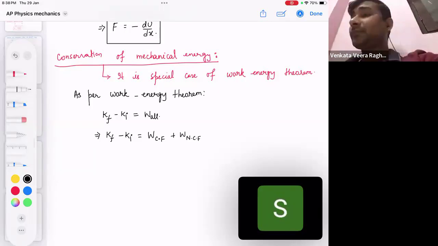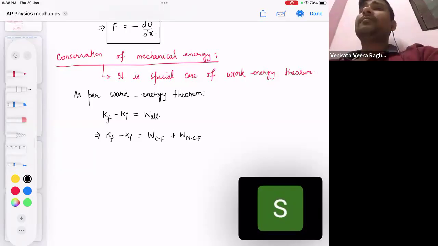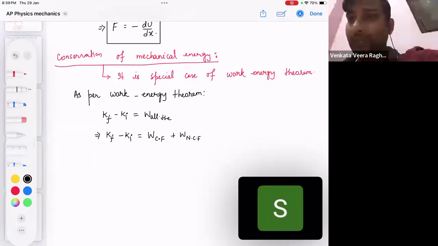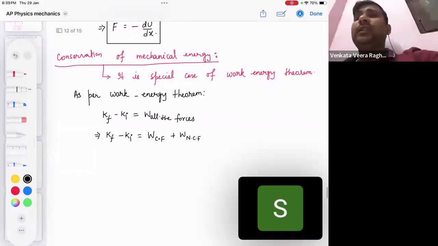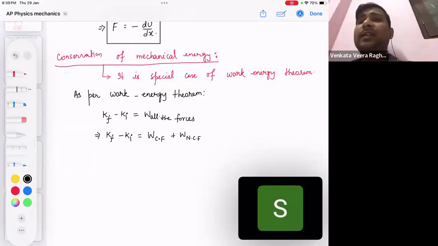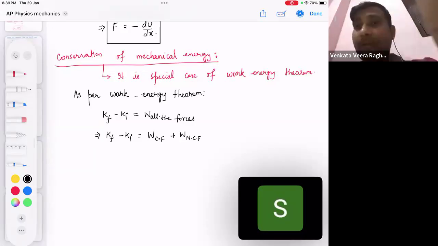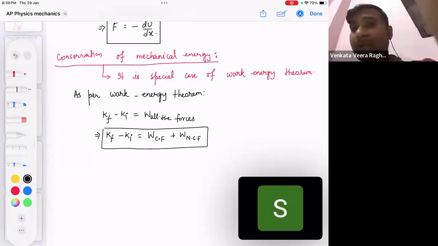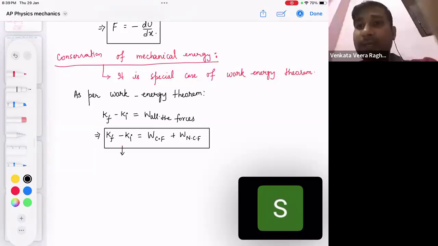Clear? Let's say there are n number of forces acting, 5, 4, 3, any number of forces, but all these forces can be divided into 2 parts: conservative and non-conservative. So the right hand side of the work energy theorem, which was earlier saying work done by all the forces, I have just converted into conservative and non-conservative. Now the speciality arrives. What is that?